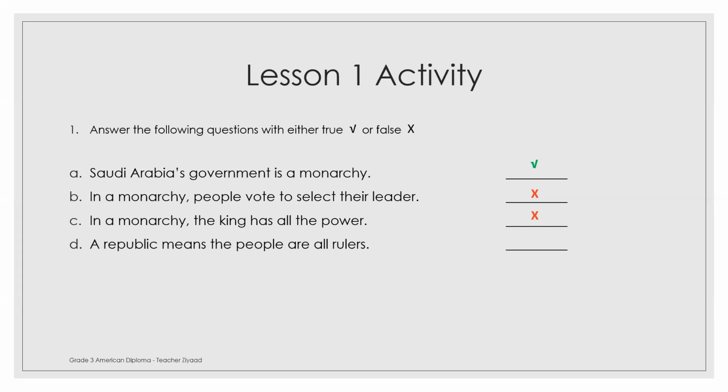And then the last question: a republic means that people are all rulers. In a republic, like where they have a president, like in America, the people aren't all rulers. There's one president, one leader in a country in a republic. So this would be false. Take a few seconds to have a look at it, familiarize yourself and understand the questions, and then we'll pop on to the next slide with our last activity for this lesson.